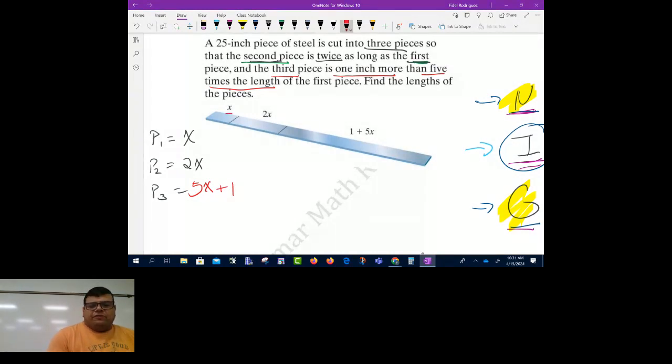Y'all, if you notice, they actually have that right here set up for us, right? Now, y'all, one thing I like about this problem, there's a picture. The picture kind of sets it up. Not every single problem is going to have a picture. So that's why I'm doing this business here.